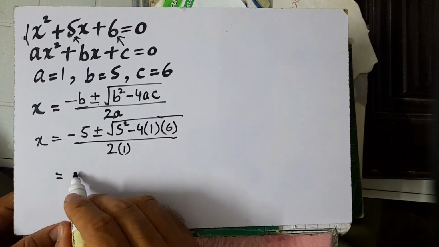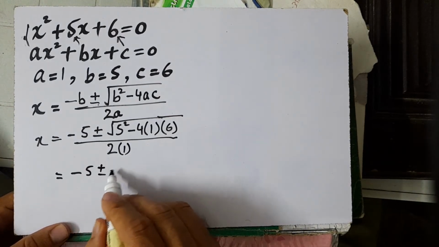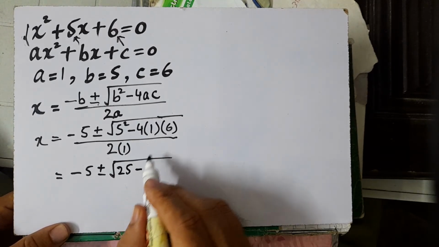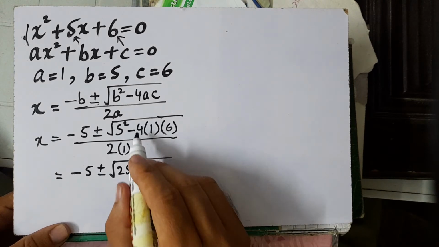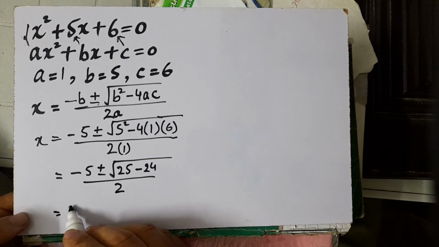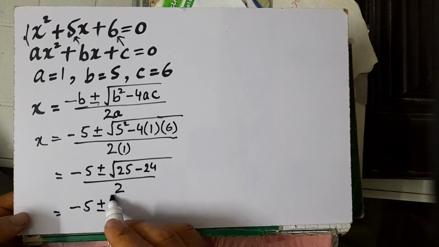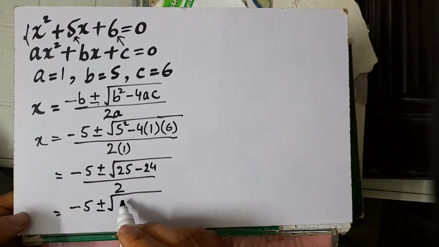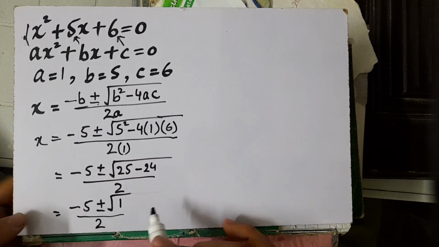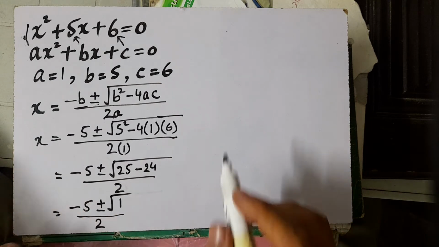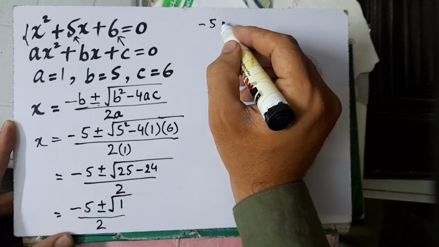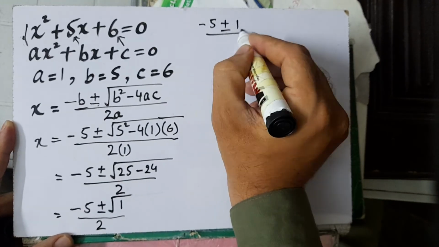Now we need to simplify it. Minus 5 plus minus the square root of 5 squared, which is 25, minus 6 times 1 is 6, and 6 times 4 is 24, divided by 2. Now minus 5 plus minus the square root of 25 take away 24, which is 1, divided by 2. Since the square root of 1 is 1, the next step would be minus 5 plus minus 1 divided by 2.